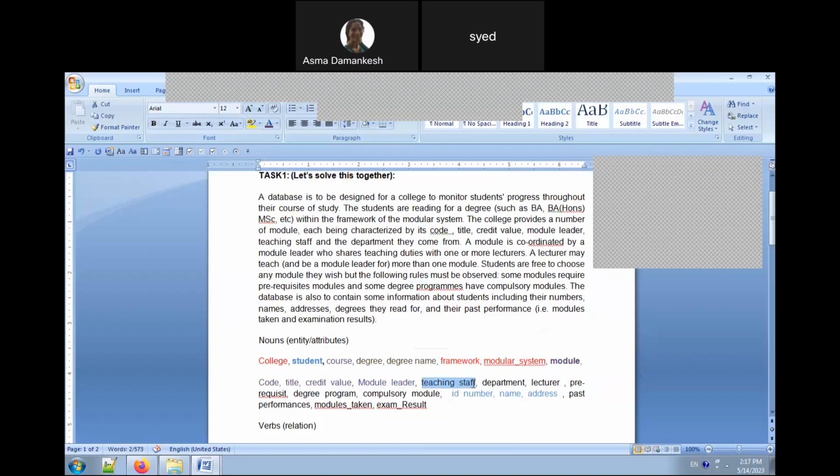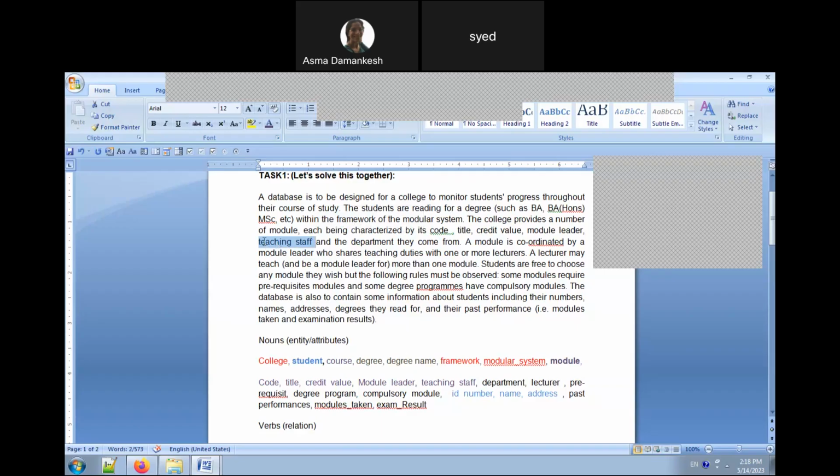What about teaching staff? Teaching staff should be part of course, right? Which is a module, you mean, right? Yeah. Okay. What about the department? Now here is where the trick comes, okay? You say teaching staff is an attribute of a module, right? But here it's saying that the teacher has a department. The department they come from is an explanation of a teaching staff, no? Oh, yeah. The department they come from means the department that the teaching staff is coming from, right?